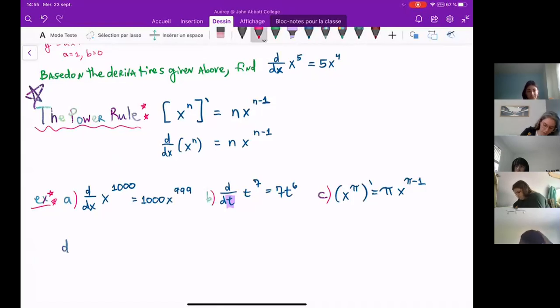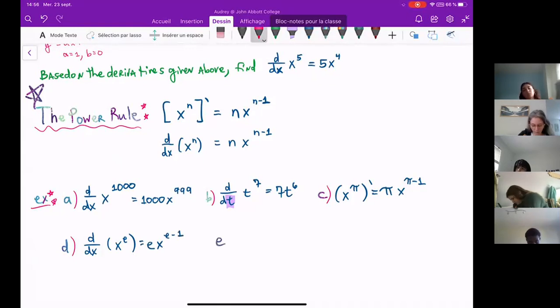And I'm going to do the same thing with an e. What's that going to give me? Perfect. E x to the e minus 1. And then we can also do that with those lns that we saw up there. So the natural log.